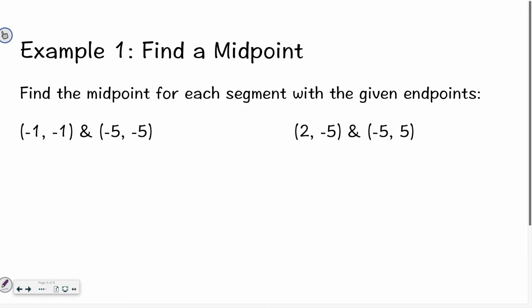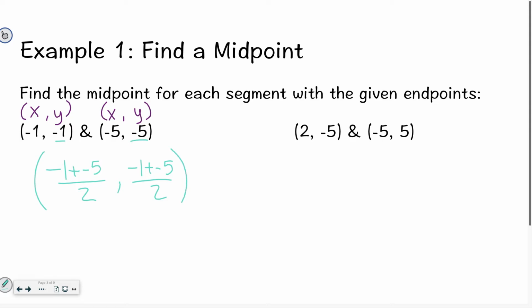So let's try finding a midpoint. Just a reminder, ordered pairs we always write in alphabetical order, x comma y, and then x comma y. So my two x values are -1 plus -5, and then I know I'm going to divide that by 2. My two y values are -1, -5, so -1 plus -5.